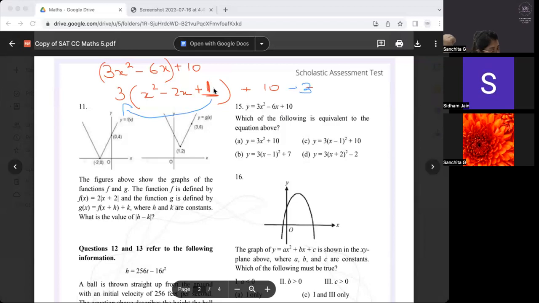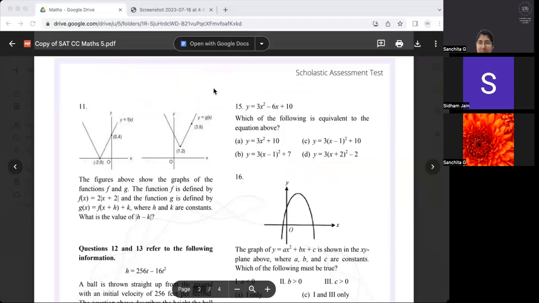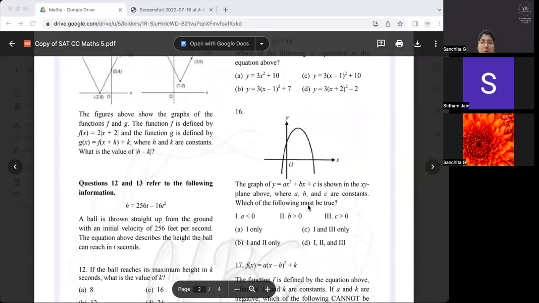So what will I get? I will get 3(x minus 1) whole square plus 7. Option B. Clear? I complete the square. Basically, we have revised completing the square also.